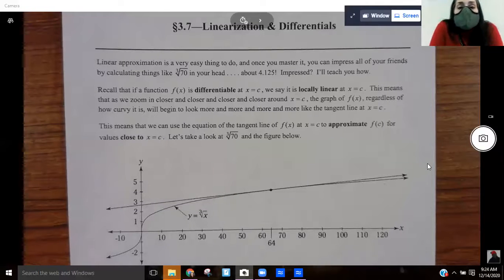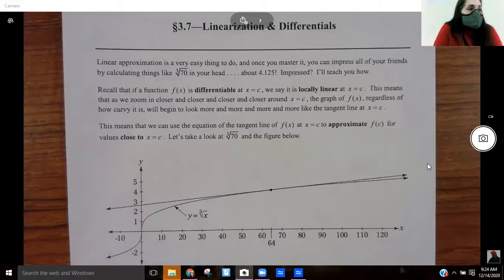Okay, so 3.7 is about linearization and differentials.